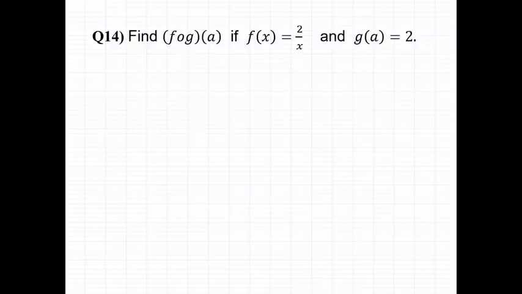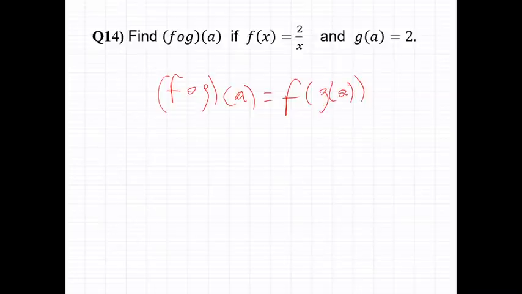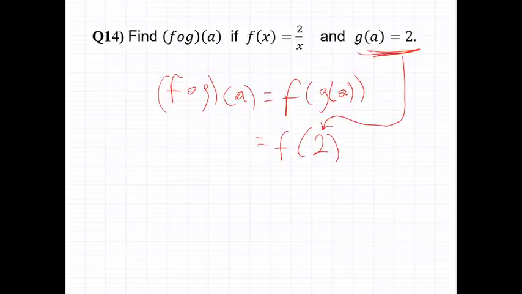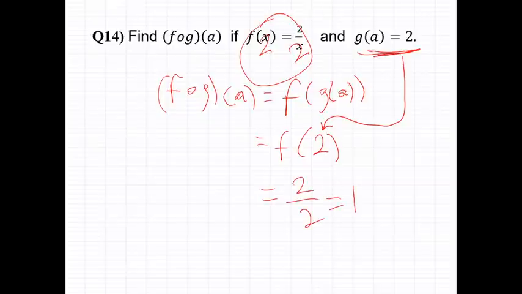Now, if f of x is equal to 2 over x and g of a is equal to 2, find f composition g of a. You can write it this way: f composition g of a is f of g of a, and g of a is equal to 2 here. This is given. Now f of 2 is what? If you put 2 here, you have to put 2 here. So it will be 2 over 2, which is 1.